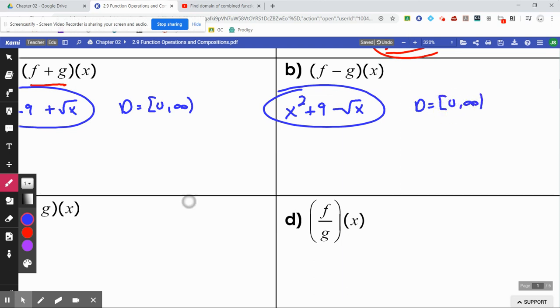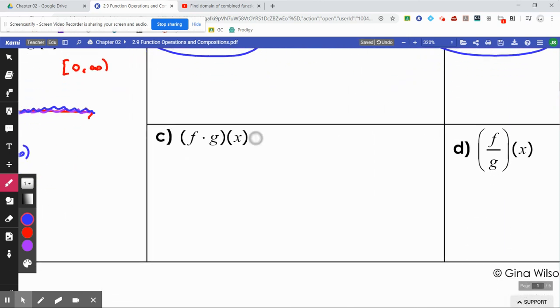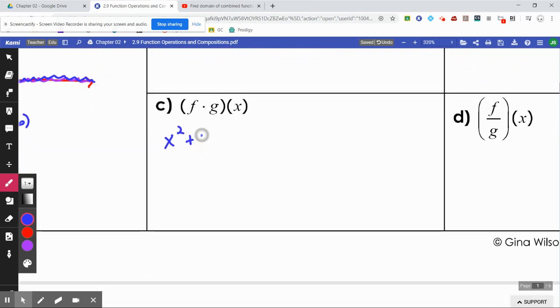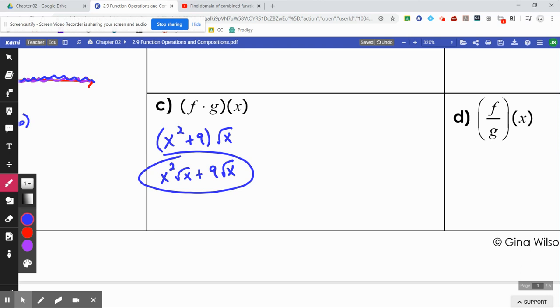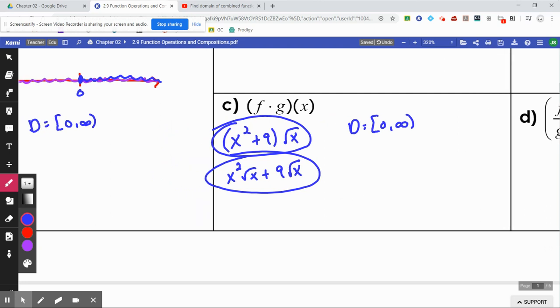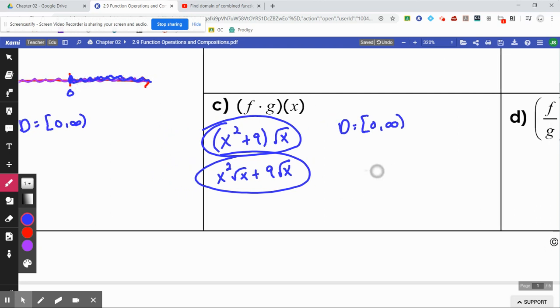To do f times g, that'd be x squared plus 9 was f, times g, which is root x. You can maybe distribute, that'd be x squared root x plus 9 root x is about all you can do there. Or you could have left your answer like that. And again, my domain is from 0 to infinity, because that was, again, the intersection of the two domains from before. Because, again, those are the values that satisfy both of these functions.